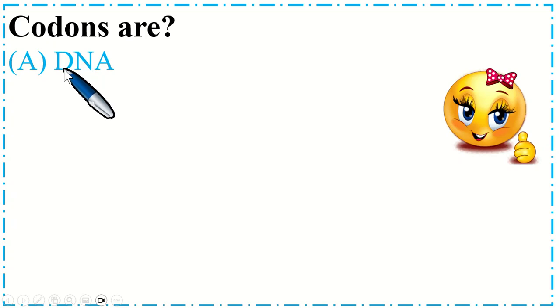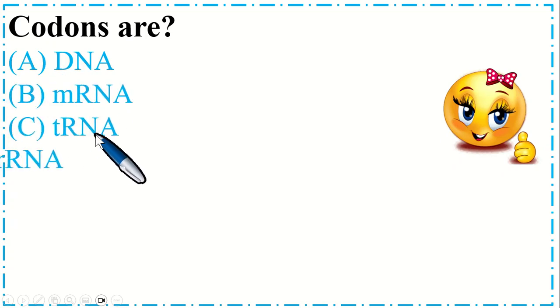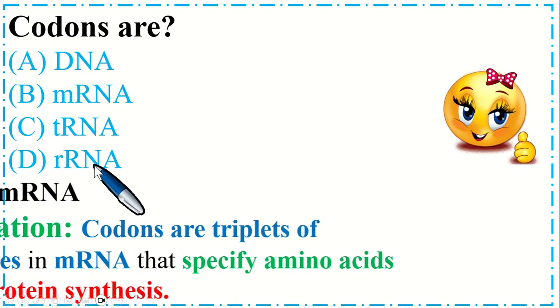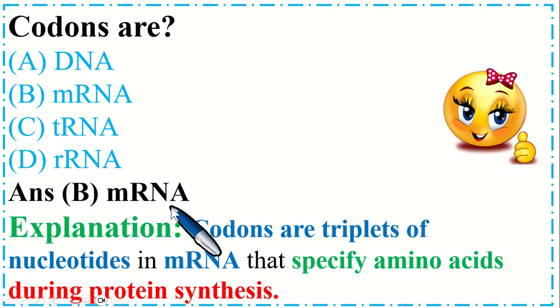Codons are: option A DNA, B mRNA, C tRNA, and option D rRNA. So the correct option is B, mRNA. Codons are triplets of nucleotides in mRNA that specify amino acids during protein synthesis.